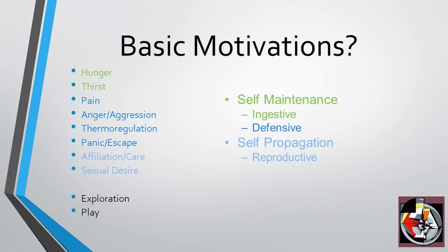So within self-maintenance, there's an ingestive set of basic motivations. That's hunger, thirst. There's a set of defensive motivations: pain, anger, thermoregulation, panic and escape. And then there are motivations associated with reproduction: affiliation, care, and sexual desire. And then I put exploration and play sort of outside of that, I would say, because those two things serve both of these approximately equally.